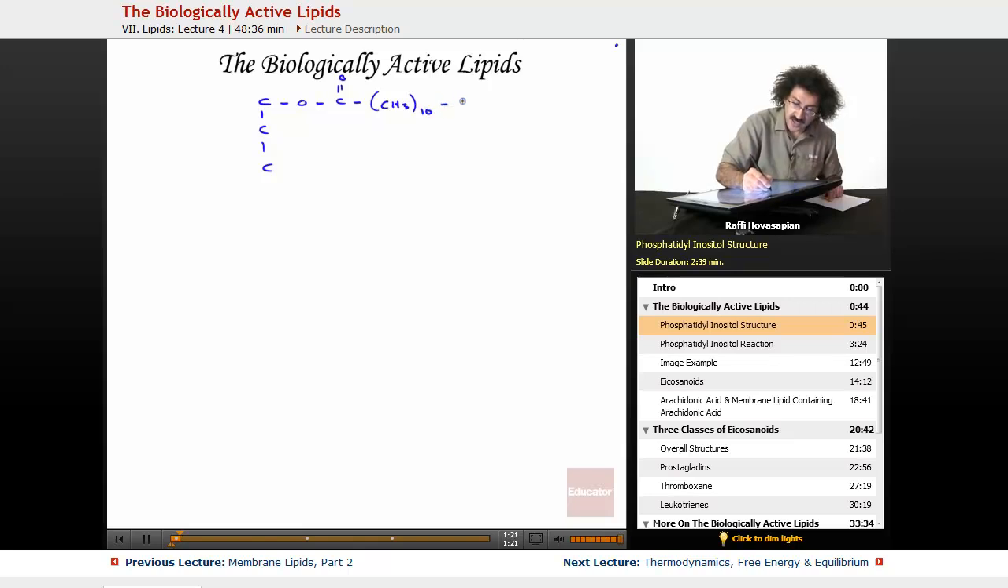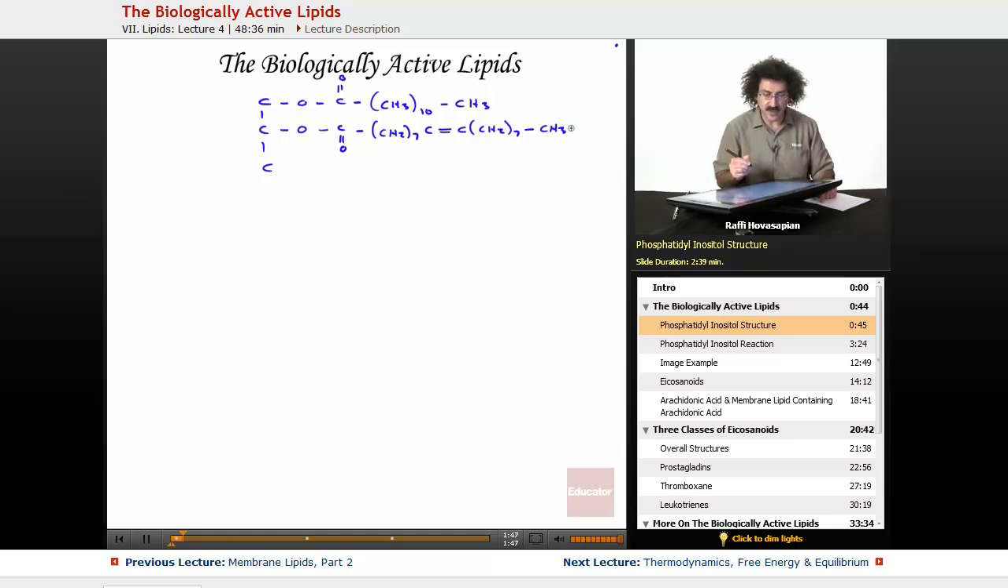CH3, 10, CH3, and then we have our O, and then we have our other carbonyl here, and then we have CH2, 7, then we have another C, we have a double bond here, and then we have a CH2, it looks like we have another 7, and CH3. So this is our diacyl glycerol part.